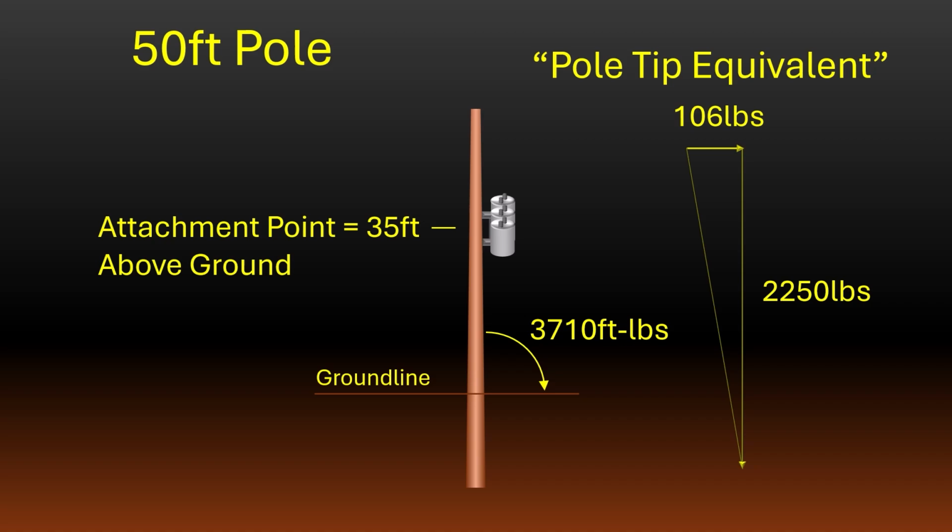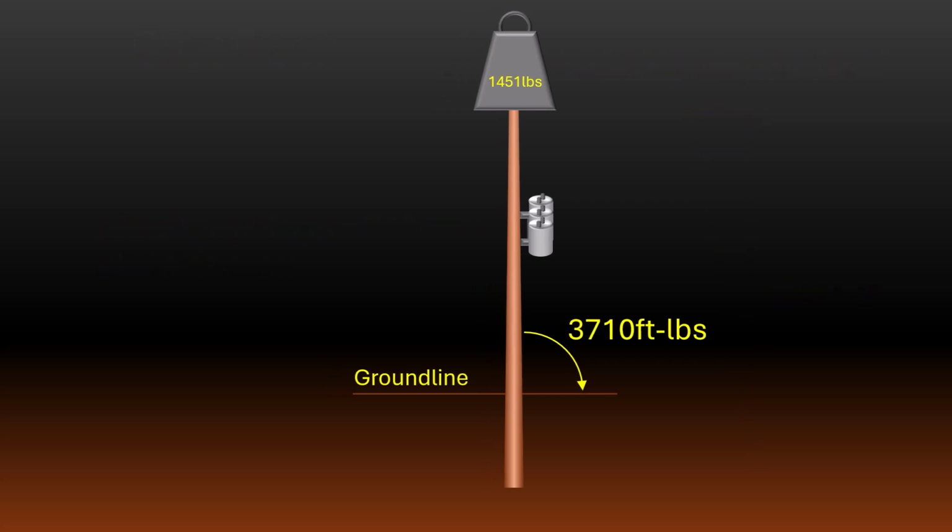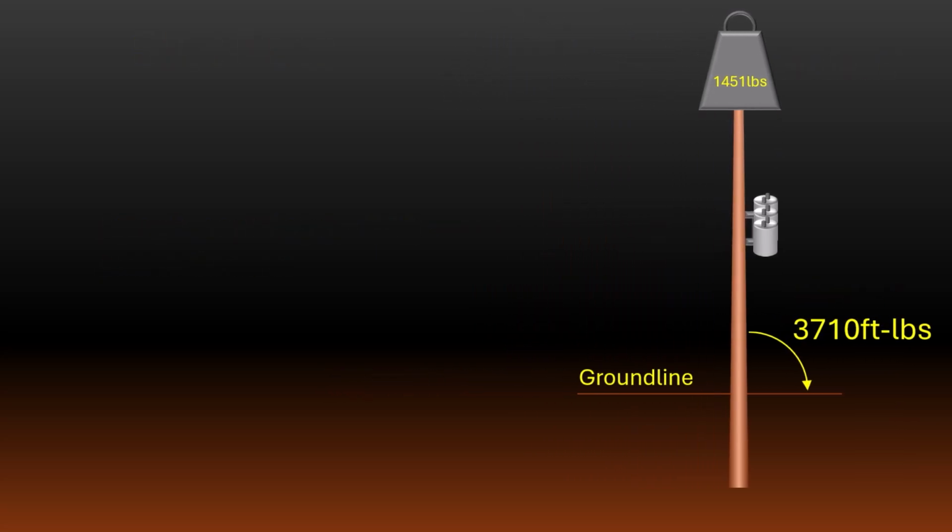Since our transformers are attached at a point on the pole where the diameter of the pole is much larger than it is at the pole tip, we need to convert this load to an equivalent load, assuming the weight was applied to the pole tip. In this case, I'm going to use a conversion factor of about 0.65 found in one of my standards manuals. This gives a pole tip equivalent load of about 1,451 pounds.